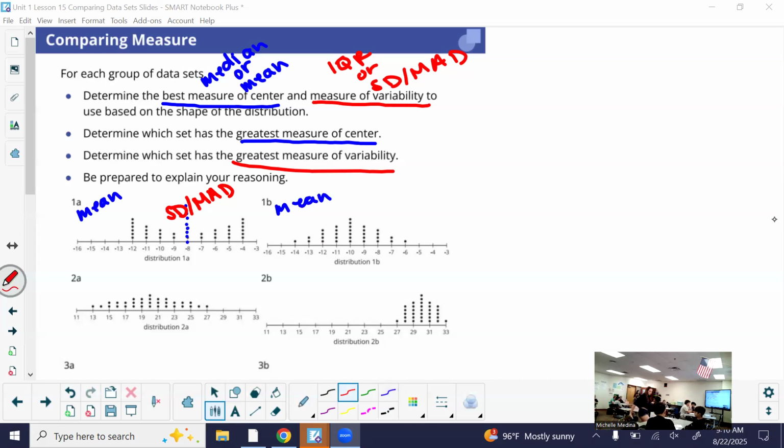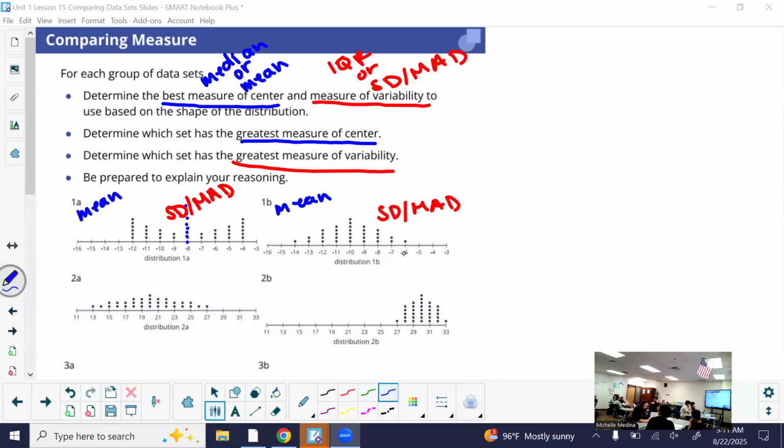All right, Micah, for 1B, what is the best measure of variability? And okay, good. Because they're very similar. The test could say one or the other. Now for each group, so for group 1, we need to say which one, A or B, has the highest measure of center.